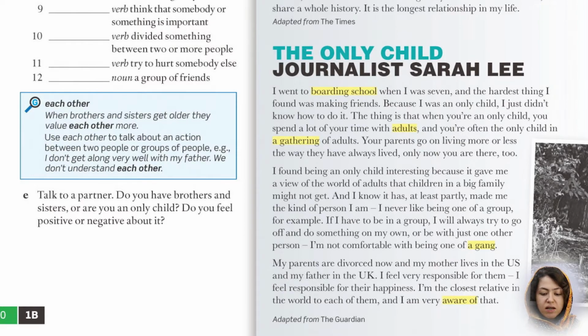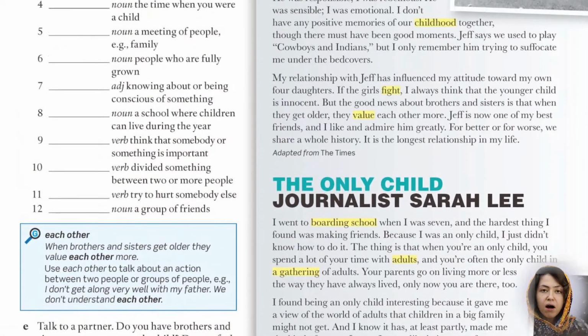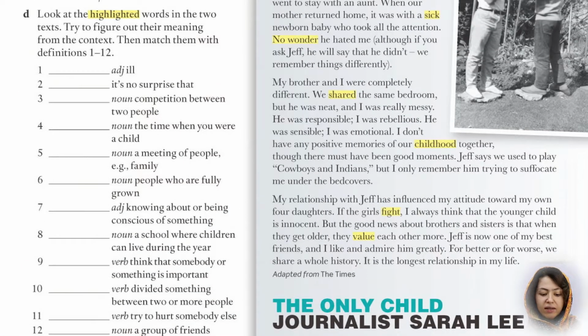Okay, based on the vocabulary which are highlighted in the text, you can complete part D, okay? These are the definitions of the vocabulary. For instance, number 1, ill. In highlighted part, sick is correct. So that's the point. And let's turn to the next part.